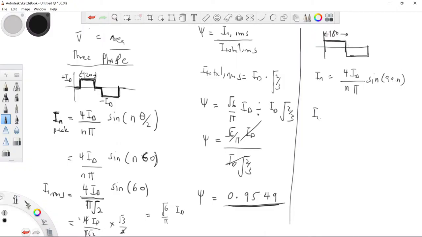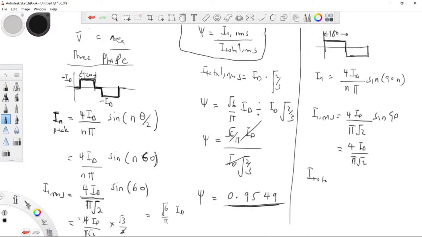So if I want to find I1 RMS, it's given by 4ID over pi times root 2, sine 90. This will give me 4ID over pi root 2. Then for single phase, the I total RMS, we are just using this formula: I1 RMS, the fundamental RMS, over the total RMS of all the harmonic components. So I total RMS for single phase is equal to ID.